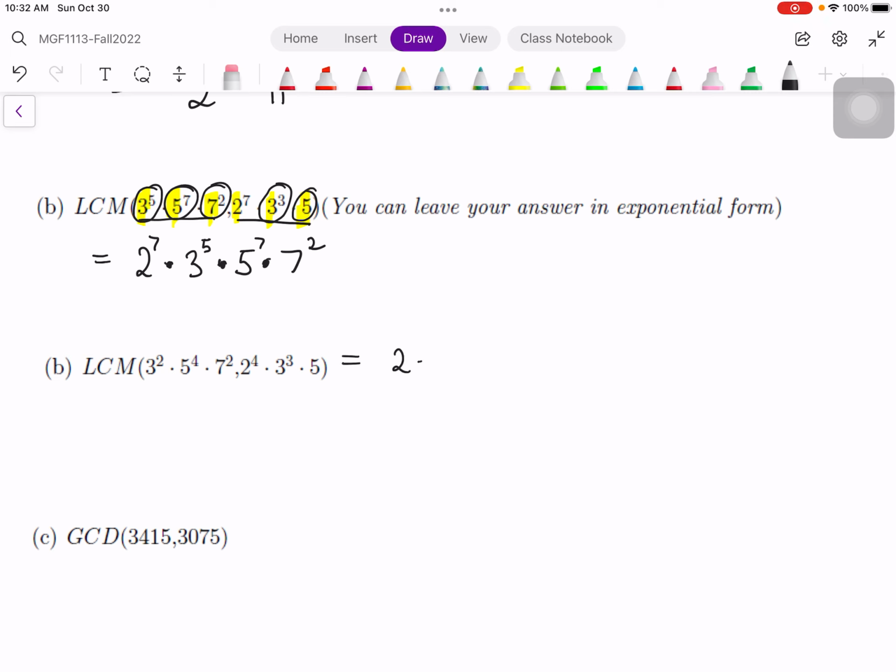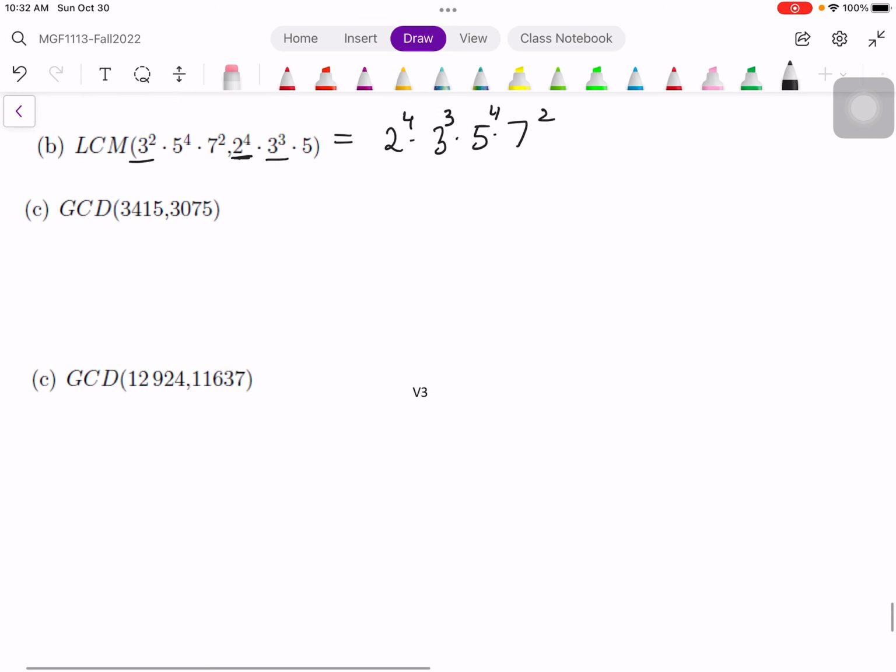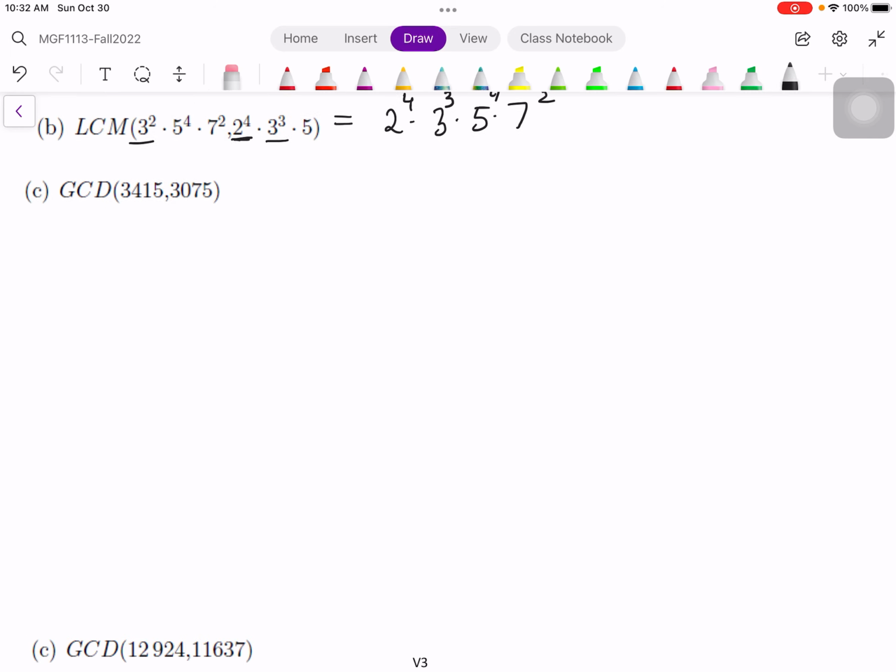So let's look at this one. I see 2, I see 3, I see 5, and I see 7. 2 is to the power 4. 3, I have 2 powers I can choose from, 3 squared or 3 cubed. You go with the bigger. 5, again, you go with the bigger. And 7 is just 7 squared. And you have it.